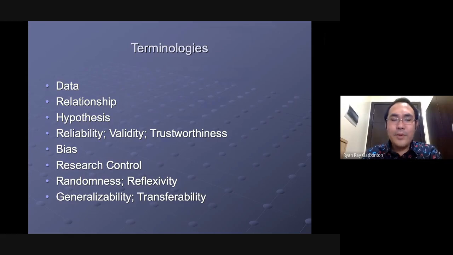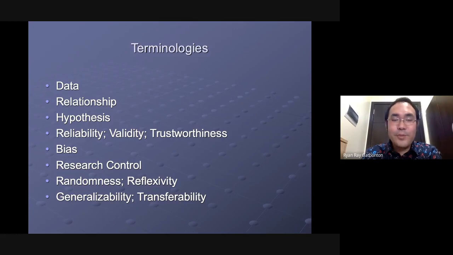The next concept that you will encounter is your bias. Your bias is your preference, which can be reflected into your research data, which may alter the truthfulness of your data. By any means, our research should be free of bias. Kung hindi free, at least limited yung bias. And to minimize bias, we impose research controls. Now, what are those research controls?